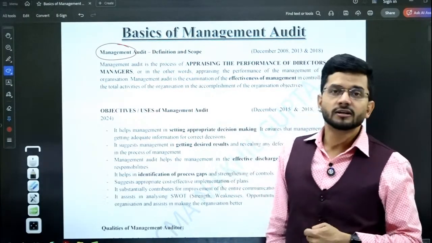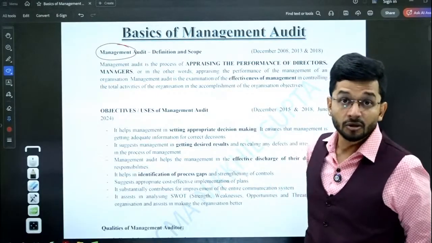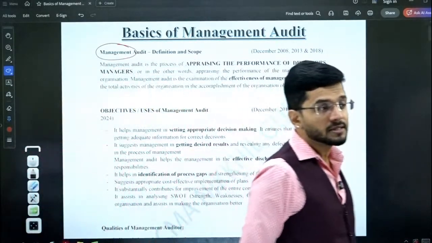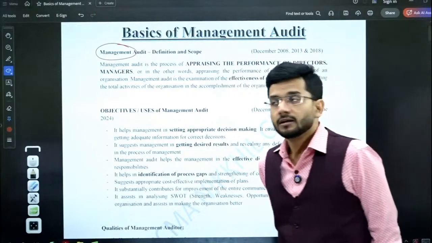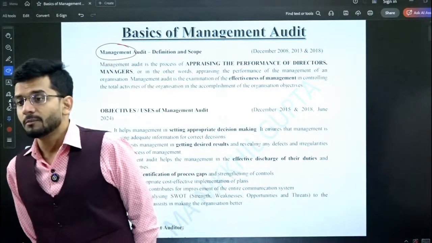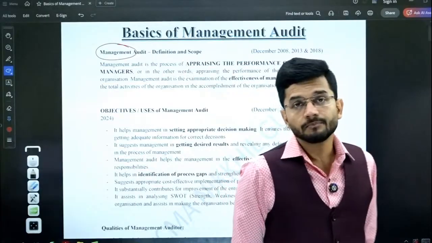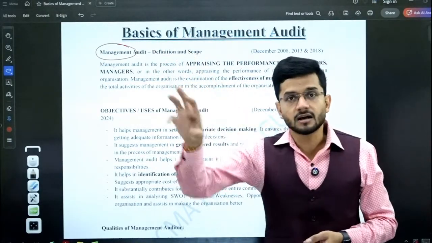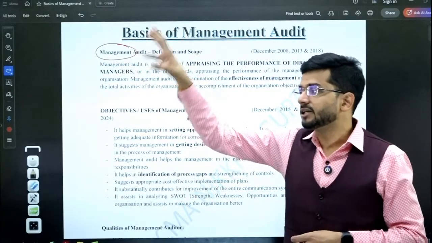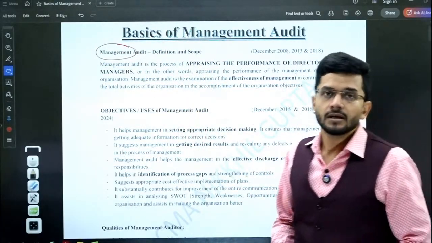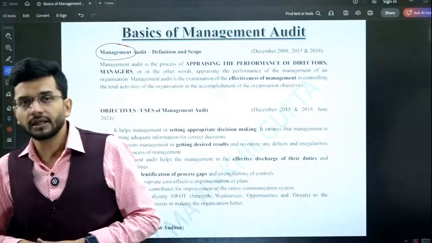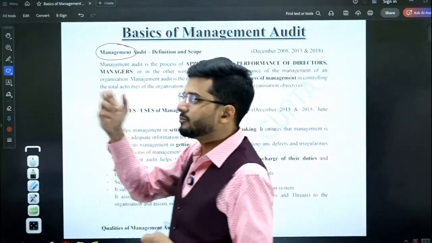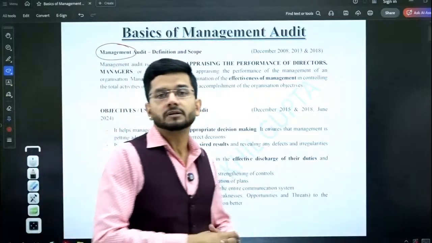Just like a financial audit is focused on the financial statements of an organization, a cost audit is focused on the cost statements, whether they are correctly drafted or not. A tax audit is related to compliance with respect to the Income Tax Act and GST. Similarly, management audit is targeted towards the decision making capability of the management of a company. The decision making capability of management should be up to the mark, absolutely perfect. Only then will the management prosper, and only then will the company prosper.